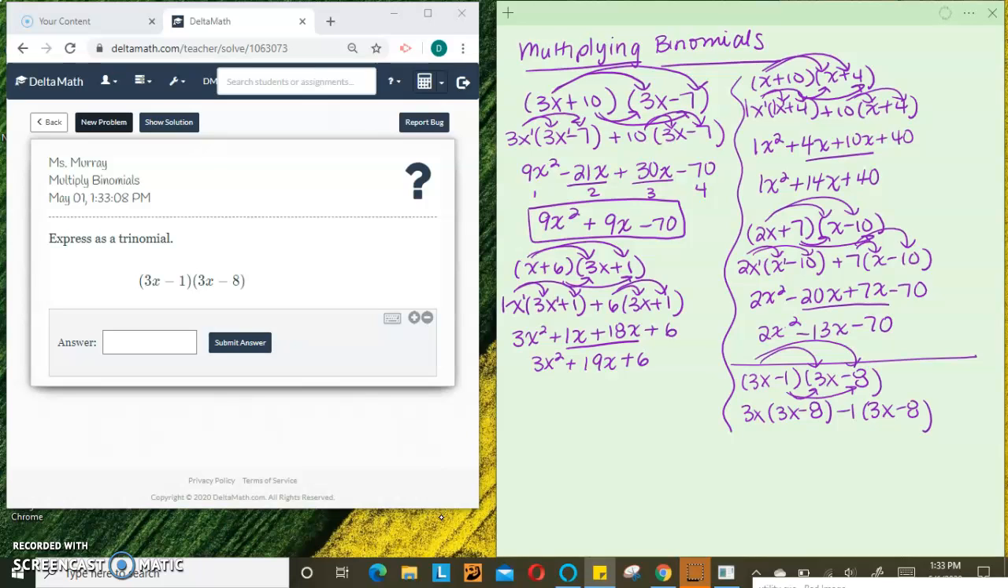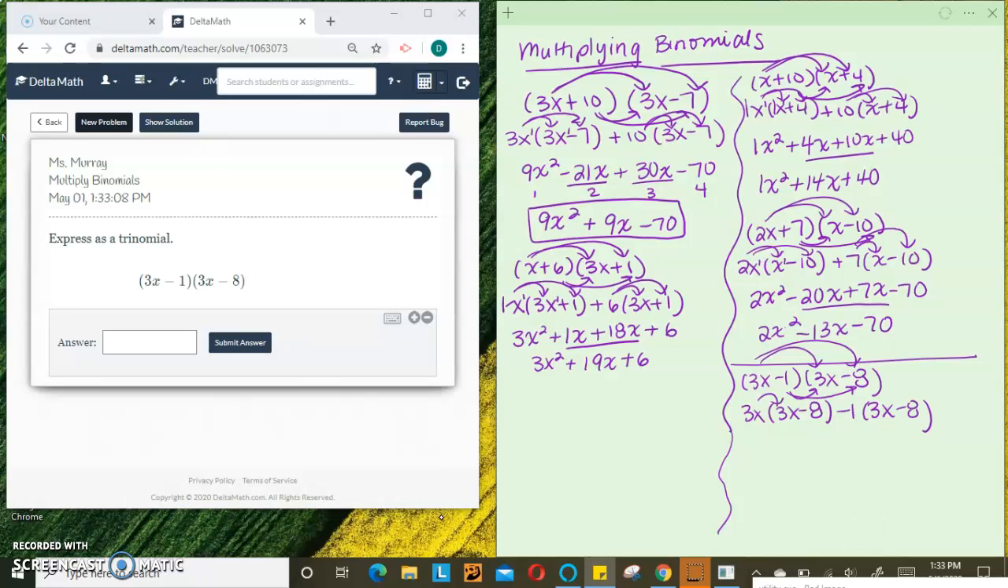Now, some of you might be able to skip this step and go right to multiplying, and that's okay too. I like to show the step-by-step process, and then as you feel comfortable, you can eliminate a couple steps as you go through and get more familiar and comfortable with it.